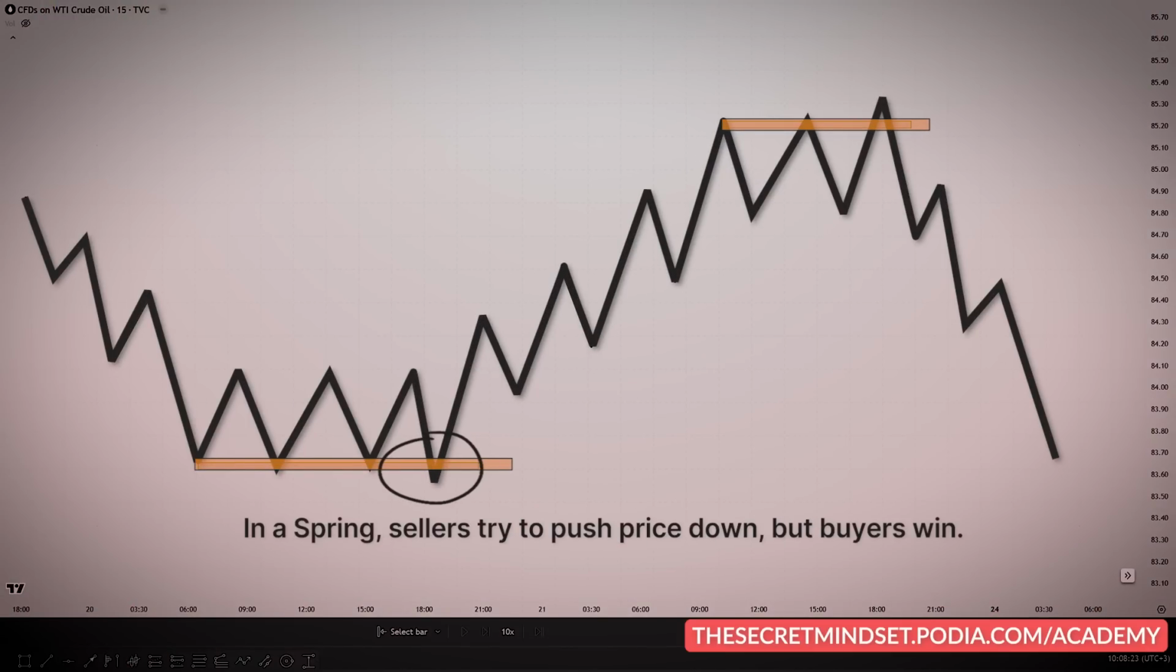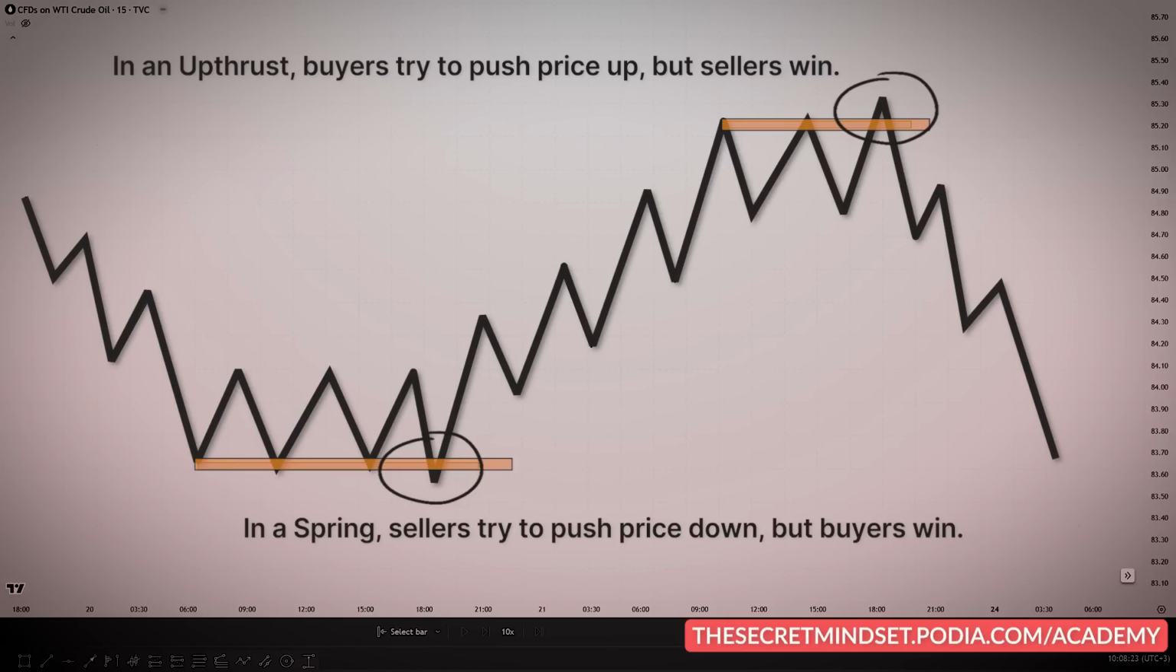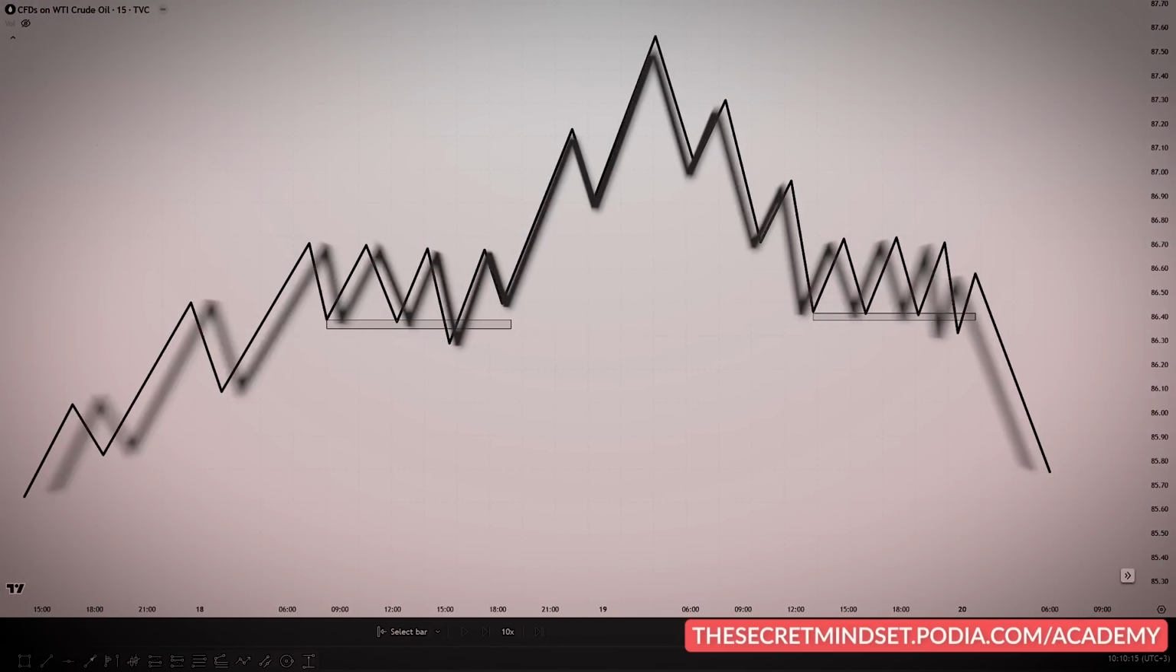In a spring, sellers try to push price down, but buyers win. In an upthrust, buyers try to push price up, but sellers win. For a spring, the plan is to buy when price jumps back above support. For an upthrust, you sell when price drops back below resistance. But it's not always that easy.